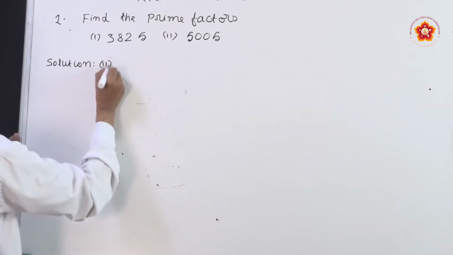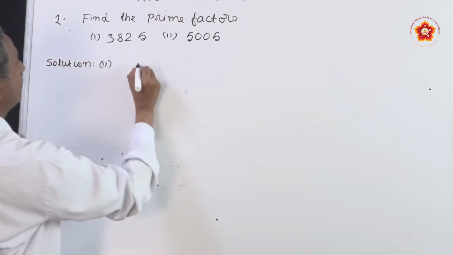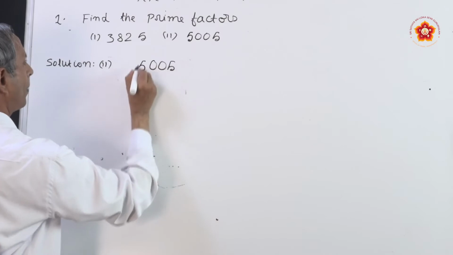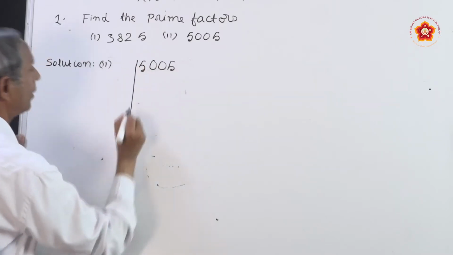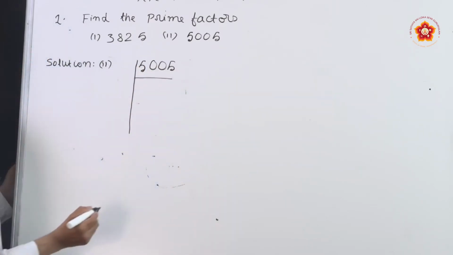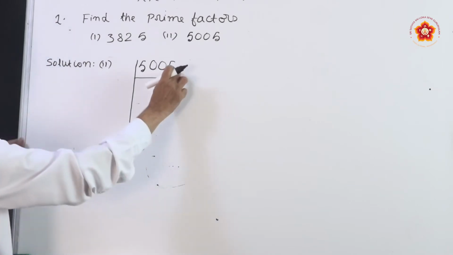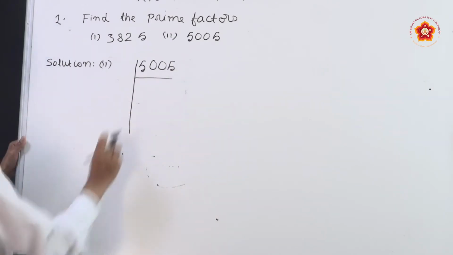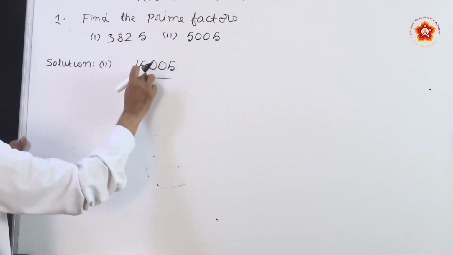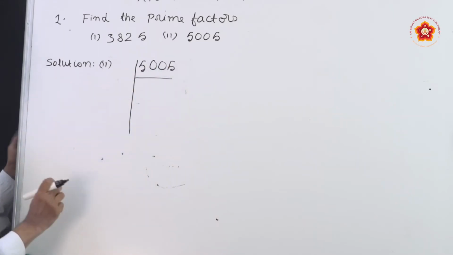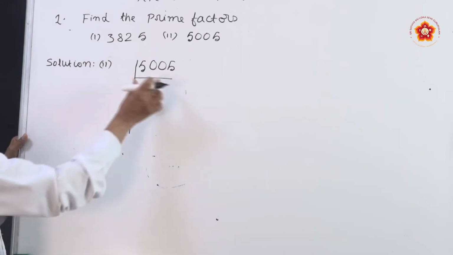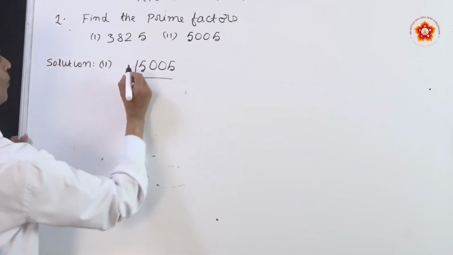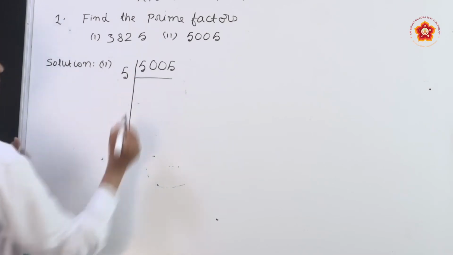Now, the second problem is given, 5005. Now, this is an odd number, so it is not divisible by 2. Now, let us check. If you add 5 plus 5, 10. So, 10 is not divisible by 3. So, this number is not divisible by 3. So, let us move to the next prime number, 5 only. Let us divide by 5.